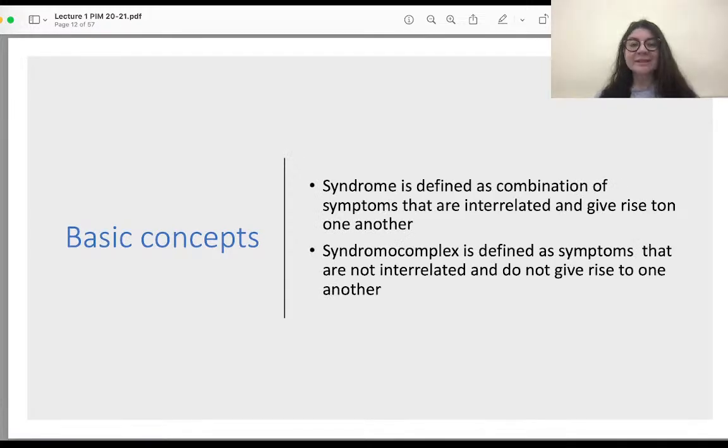Syndrome. What is a syndrome? It is defined as a combination of symptoms that are interrelated and give rise to one another. And another term, syndrome more complex, is defined as symptoms that are not interrelated and do not give rise to one another.